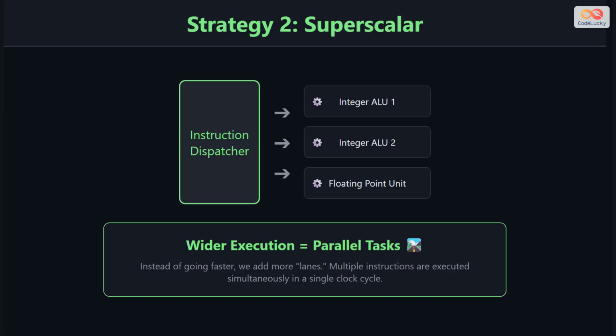The second strategy is superscalar architecture. Instead of trying to make the line move faster, we simply build more lines. A superscalar processor has multiple execution units, like having 2 or 3 teams working in parallel. It can fetch, decode, and execute multiple instructions in a single clock cycle. It is like a highway adding more lanes to reduce traffic.